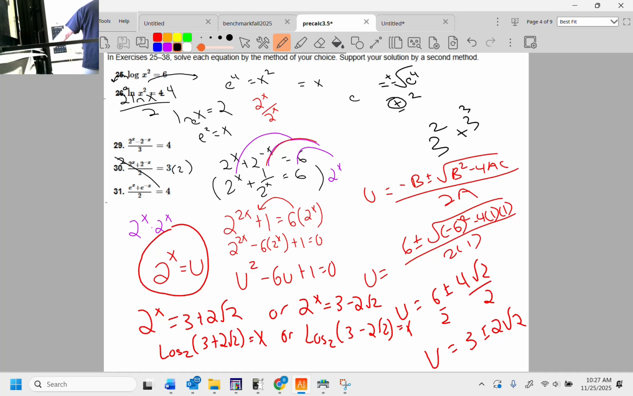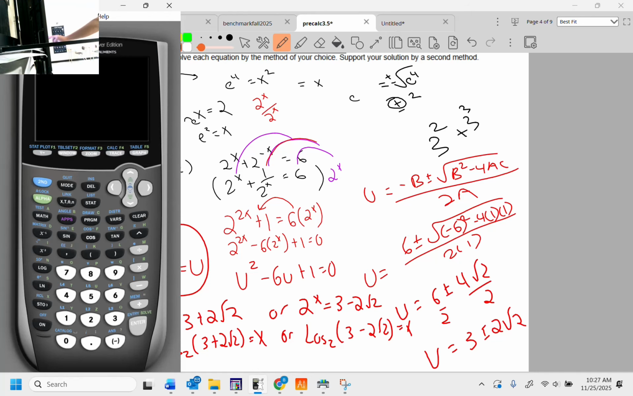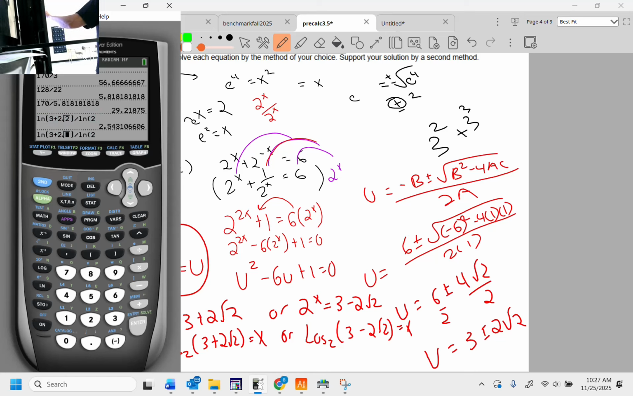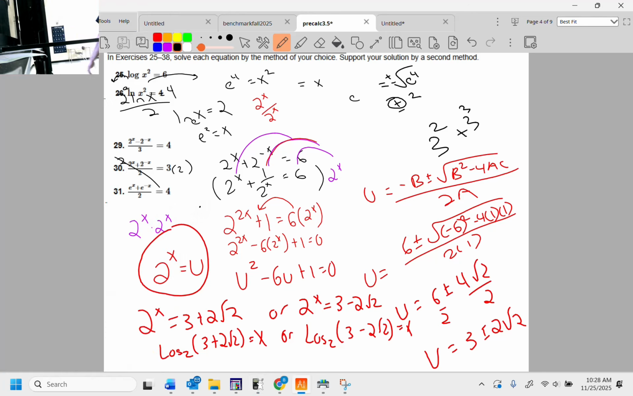I'm going to kind of skim over change of base here. Log base 2 of 3 plus 2 root 2 is the natural log of 3 plus 2 root 2 over the natural log of 2. To 4 decimal places, 2.5431. And on the other answer, you would just change that plus into a what? A minus. So those are a bit of a bear. And here's another answer. Negative 2.5431. Oh, no, they should be the same. Plus or minus 2.5. Yeah.